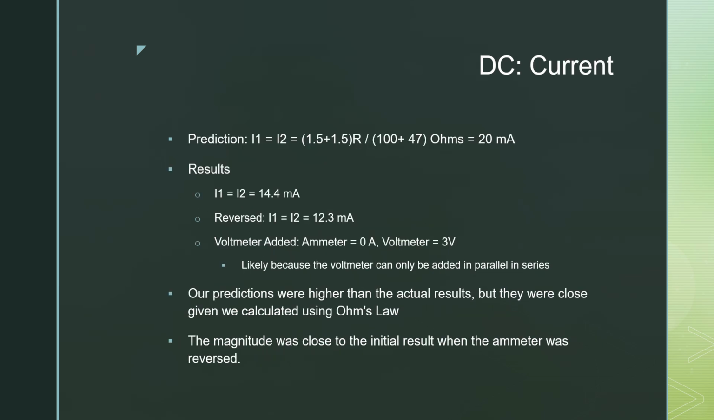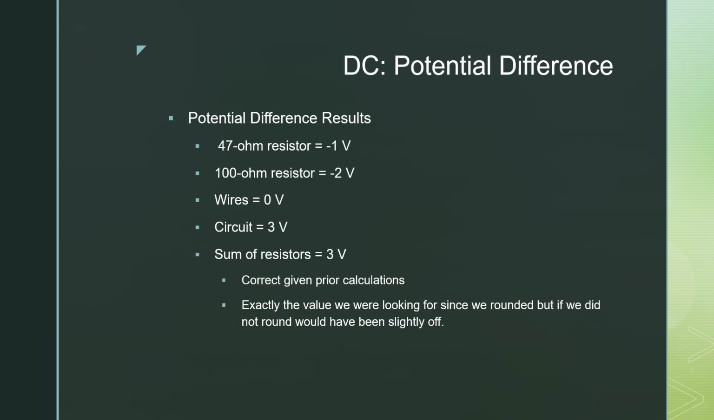We predicted 20 milliamps but measured 14 milliamps, and reversing the ammeter gave 12 milliamps. Adding a voltmeter in series caused 0 amps, showing that the voltmeter likely should have been placed in parallel. The potential difference measurements confirmed our theoretical values. The 47 ohm resistor was -1 volt, the 100 ohm resistor was -2 volts, and the total voltage was 3 volts.